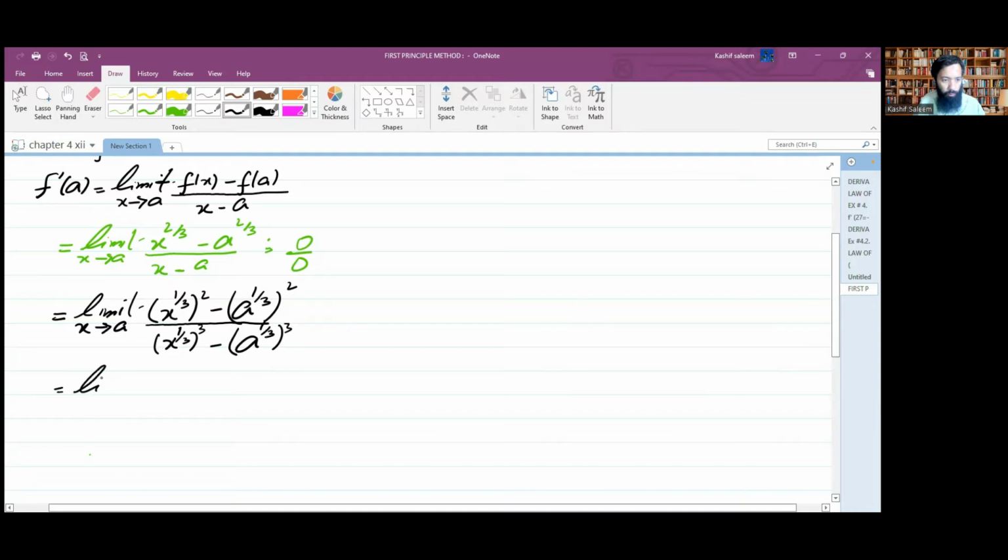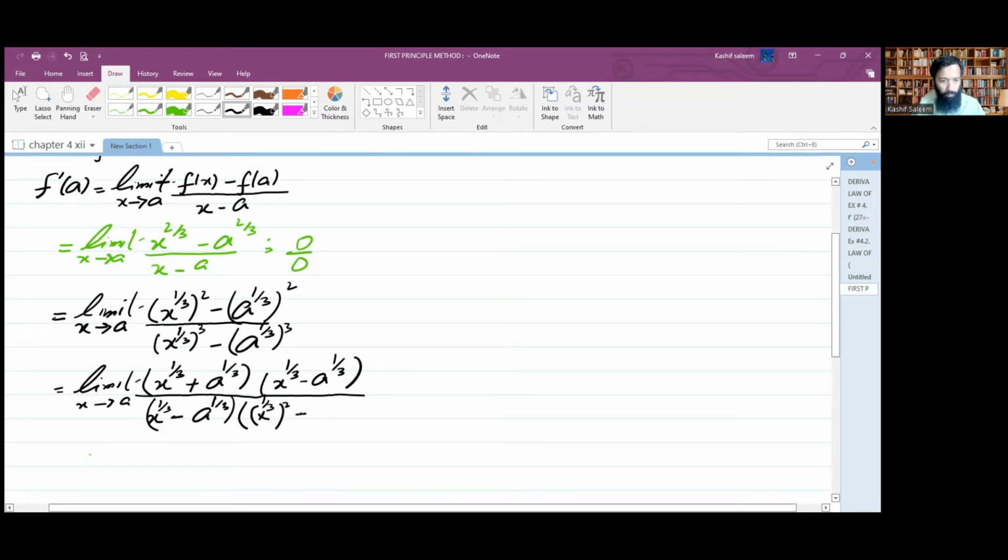We will apply a square minus b square in the numerator, that is a minus b and a plus b. So x to the power 1 upon 3 minus a to the power 1 upon 3, and x to the power 1 upon 3 plus a to the power 1 upon 3. And in the denominator, we will apply a cube minus b cube. What is a? a is x to the power 1 upon 3 minus a to the power 1 upon 3, times x to the power 1 upon 3 whole square plus a to the power 1 upon 3 multiplied by x to the power 1 upon 3, that is ab, and b square, so a to the power 1 upon 3 whole square.